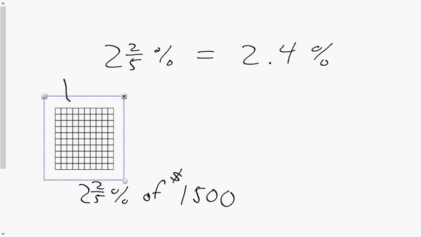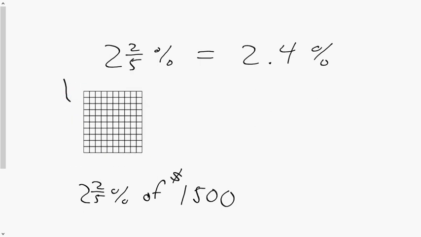Oh, not there. Bring it up here. And how many squares am I going to shade in fully? Anybody? 2 of them. So 2 of them are shaded in fully. That's the 2%. And 2/5, is it going to be more than half of the next square or a little bit less than half? A little bit less than half.